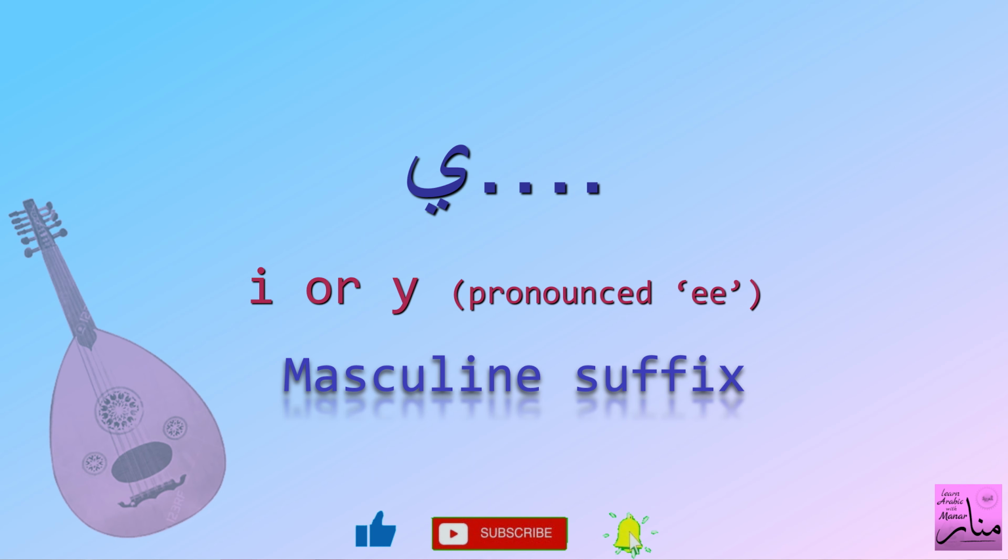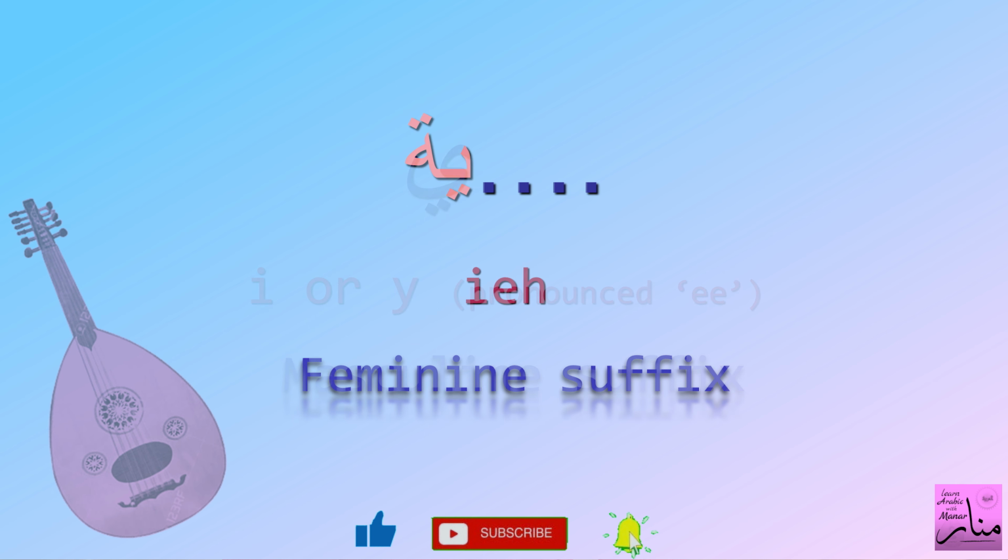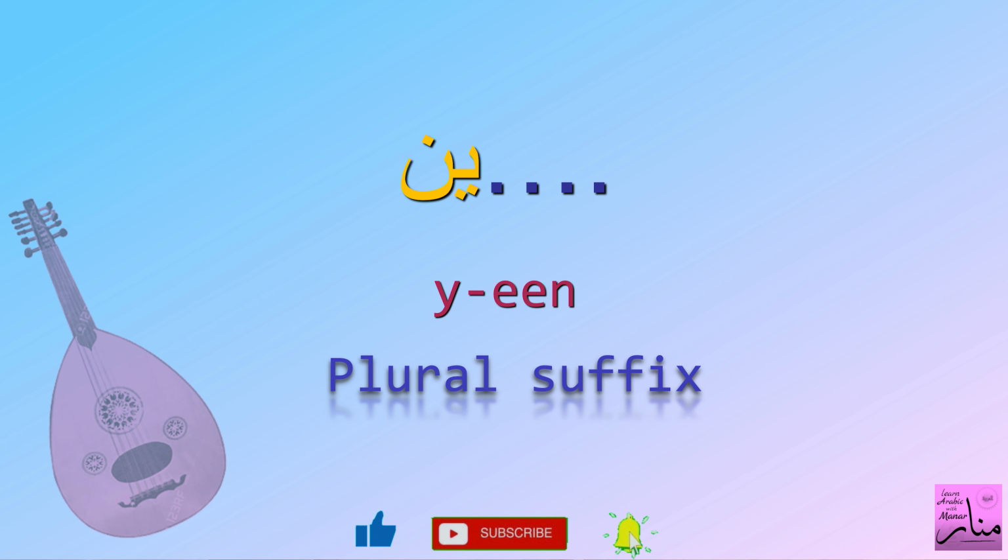To turn the name of any country to a nationality, we have to take care of some details in the name. But we will see this in detail in a few minutes. Before that, let's see what suffix we are using to form the nationality. We are adding the suffix ya to form the masculine. We are adding the suffix ya and ta marbuta to form the feminine. And we are adding ya and nun to form the plural.